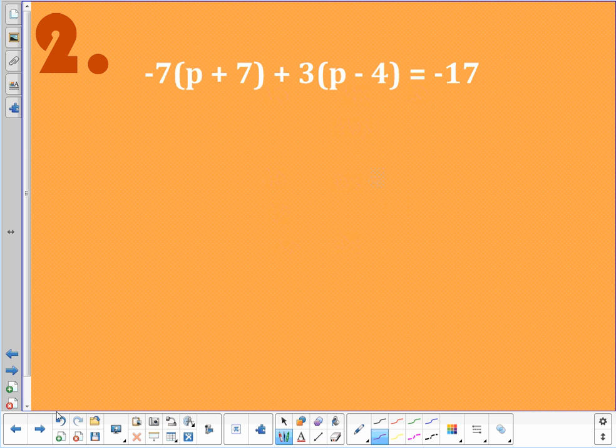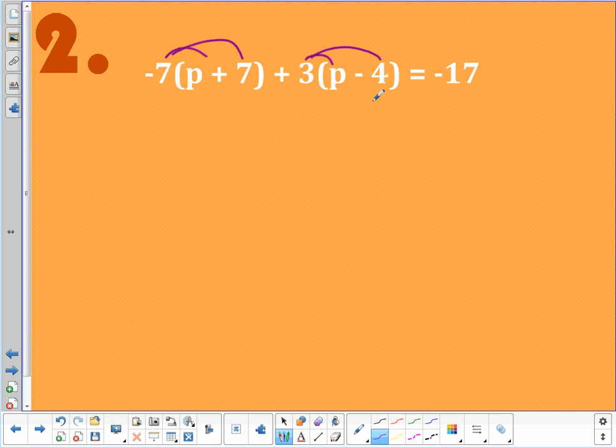In number 2, -7 times the quantity p plus 7 is equal to 3 times the quantity p plus minus 4. What did I say equal to? I meant plus. -7 times quantity p plus 7 plus 3 times quantity p minus 4 is equal to -17. So 2 sets of distribution here. This -7 is being distributed to that set of parentheses, and the +3 is being distributed to that set of parentheses. So I need to take care of both of those.